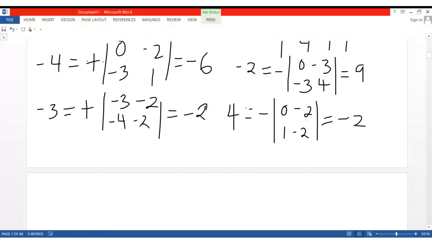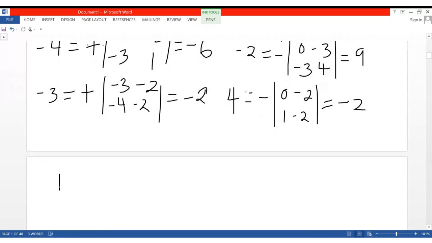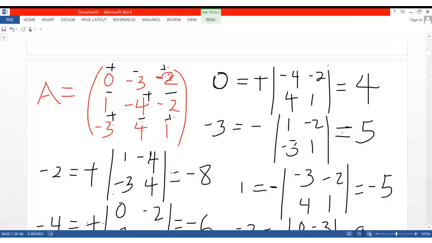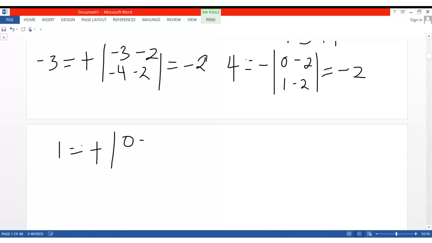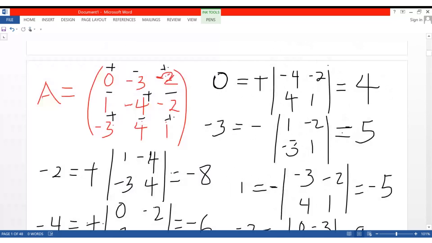Then we are on the final one now. The final one is element 1, and the sign is positive. Let's go up to element 1. When you block the row and the column, you're getting 0, negative 3, and then 1, negative 4.